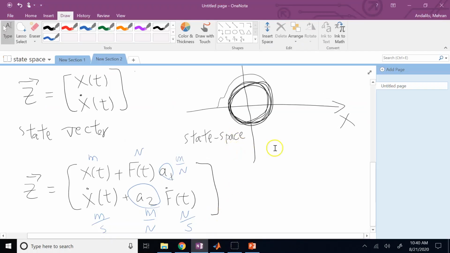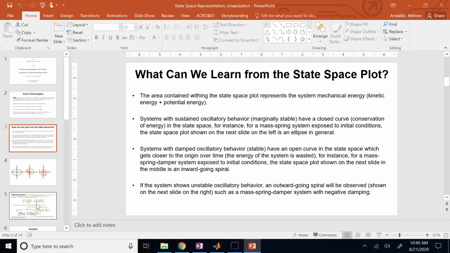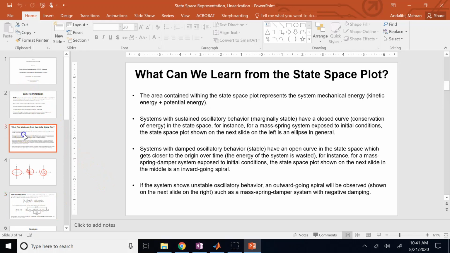Okay, now I mentioned that the space formed by these state variables, we call it the state space. Now, what's the importance of this? Why should we plot these versus each other? What does that tell me? So let's first learn about the importance of that, and then we'll go about how we create this state space representation and how to go from block diagram to here and vice versa and so on. So what's the importance? What do we learn? First, the area contained within the state space plot represents the total energy, mechanical energy of the system. In other words, kinetic energy plus potential energy. Okay?